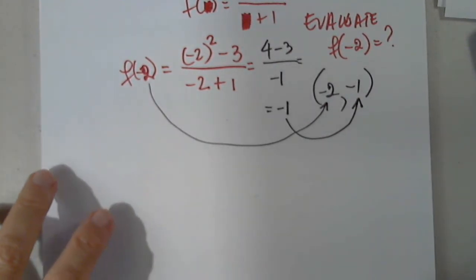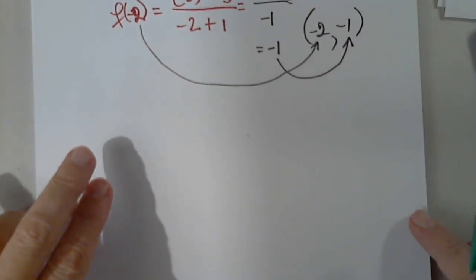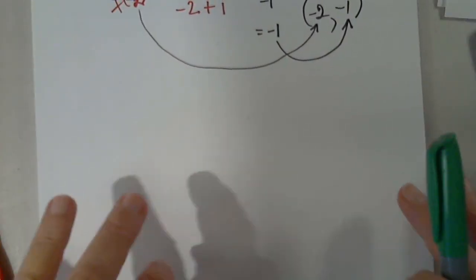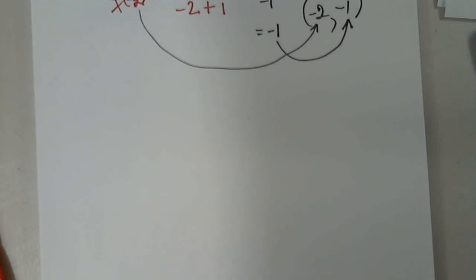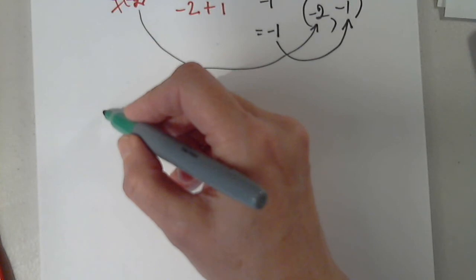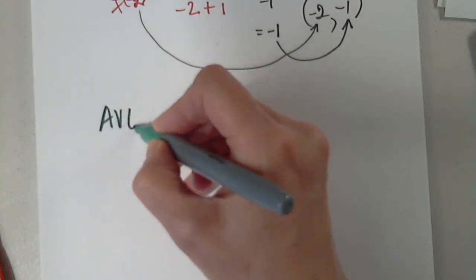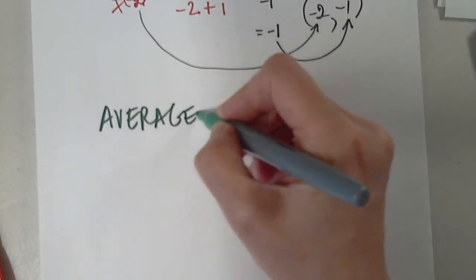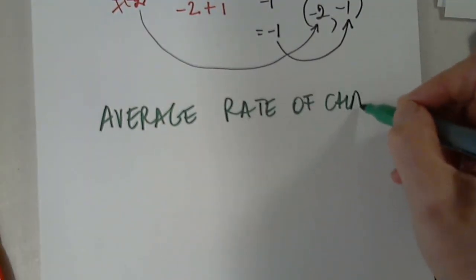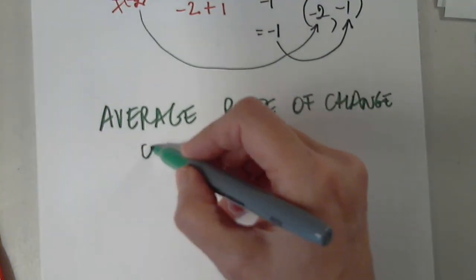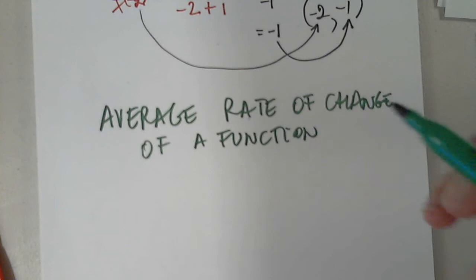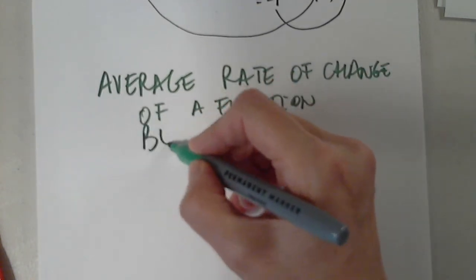Before we continue and evaluate and determine different things, I would like to talk about something that we're going to see for a big chunk of the semester. I'm going to start with something else though: the average rate of change of a function between 2 points.